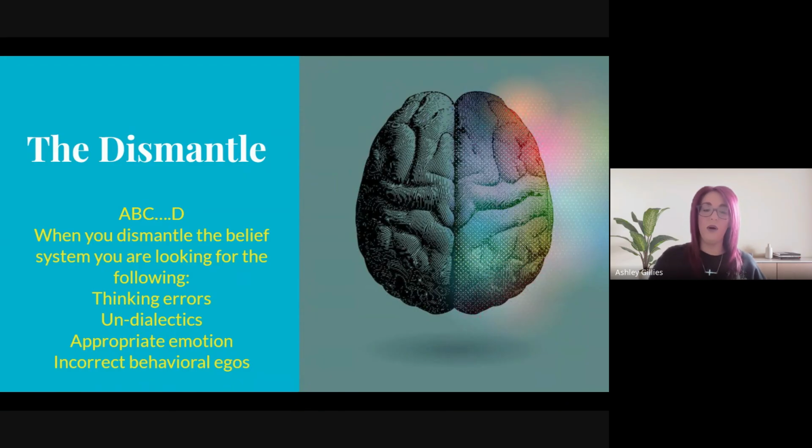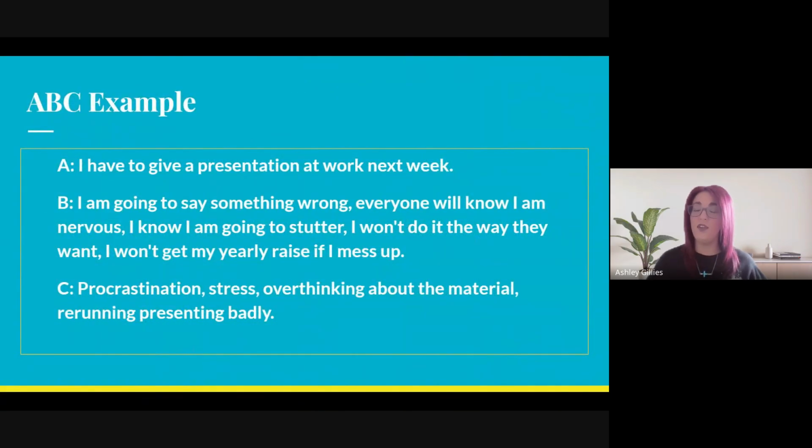Okay, so we are going to go ahead and get started with the first example. From our last video, that first example was, I have to give a presentation at work next week. Our belief system that we came up with was, I'm going to say something wrong. Everyone will know that I am nervous. I am going to stutter. I won't do it the way they want, and I won't get my yearly raise if I mess up. So our consequence was procrastination, stress, overthinking about the material, and rewriting the presentation going badly in our head.